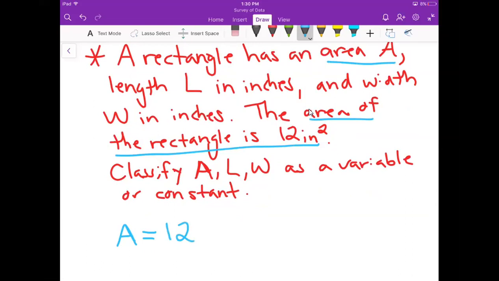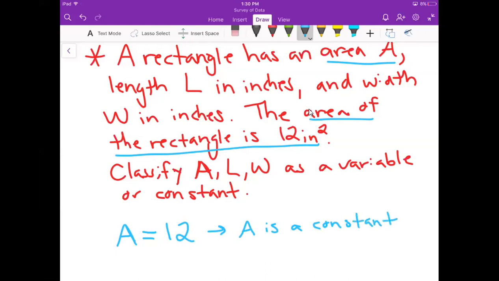It can't be 13, it can't be 200, it can't be any of those numbers because we know that this rectangle has to have an area of 12. So since A is set at 12, this means that A is a constant. For this particular rectangle, since we were told it had to be, it always has to be 12.